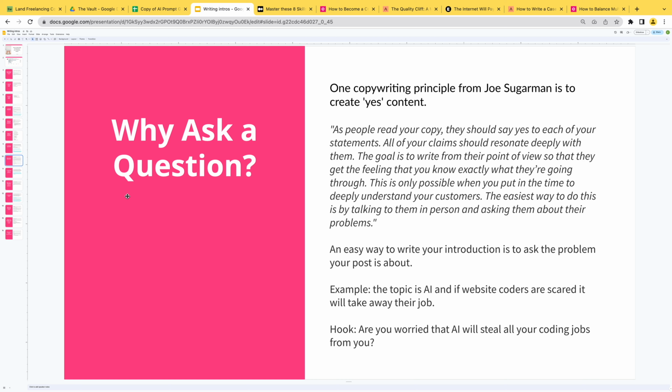Definitely you can frame your question as addressing their problems. So for example, if the topic is AI and it's for website coders, and maybe they're scared that AI will take away their job, your hook, or the first sentence in your introduction, is, are you worried that AI will steal all your coding jobs from you? Coders are going to be like, yes, I need to know. Like, what are you going to tell me about this? Is this true or not? Right? It's a great opener and it makes people want to keep on reading.